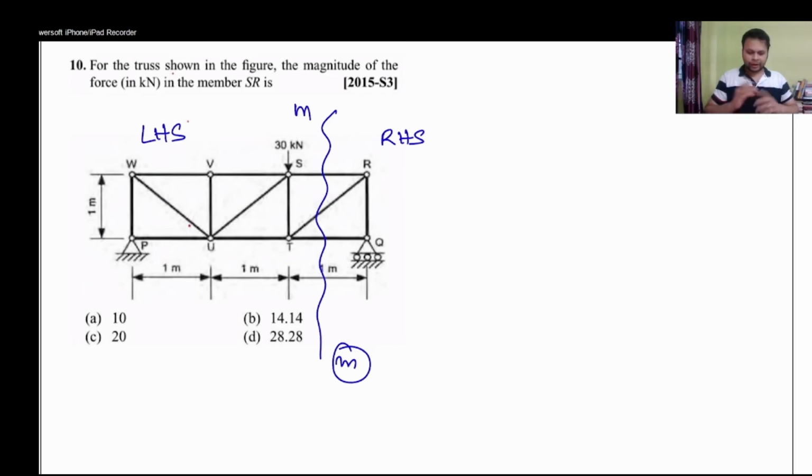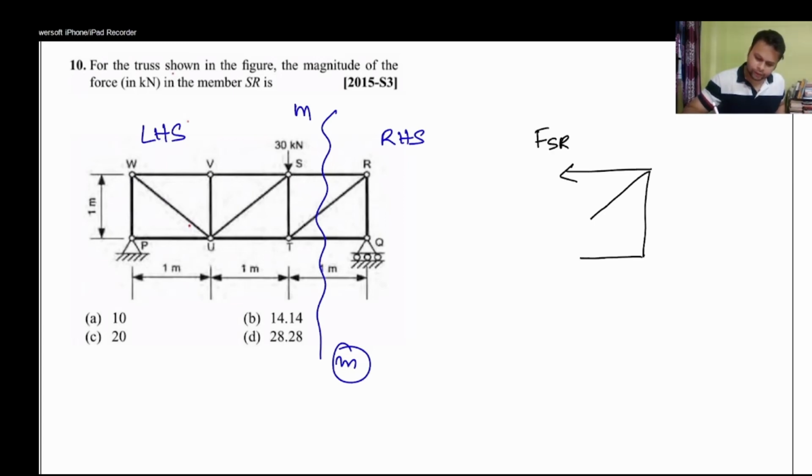In method of sections, since the entire truss is in equilibrium, the left hand side should also be in equilibrium, and the right hand side should also be in equilibrium. So let us consider the equilibrium of the right hand side here. There are four members, you can see. This is the force in member SR. This is the force in member TR.